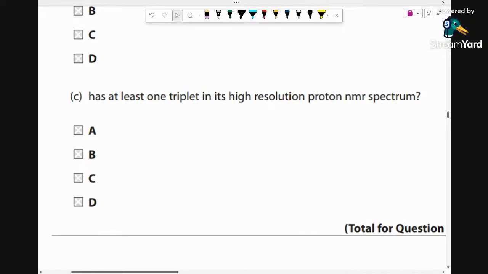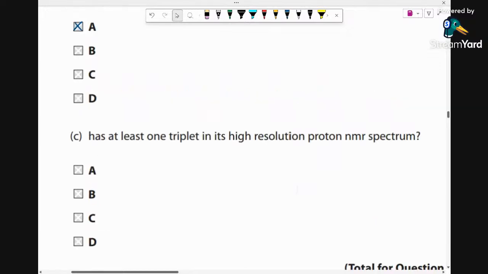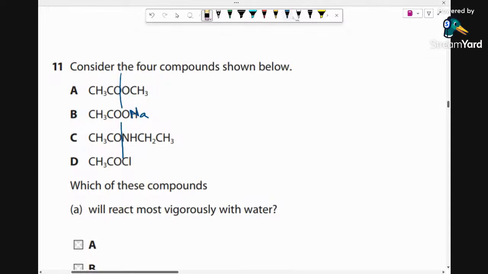Next one: at least one triplet in its high-resolution proton spectrum. It's nice to work out environments and splitting based on structure. This one's going to be a singlet. This one's got no H's on it anyway, so it's also a singlet. This one's a singlet because the carbon next door has no H's on it. These ones are going to be a triplet because there are 2 next door. These ones are going to be a quartet. This hydrogen is not on a carbon, so it's a singlet, and this one's also a singlet. So this one has a triplet. The next one is singlet only, so the answer is C.